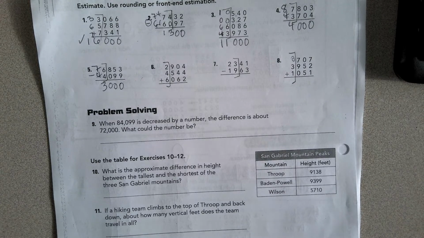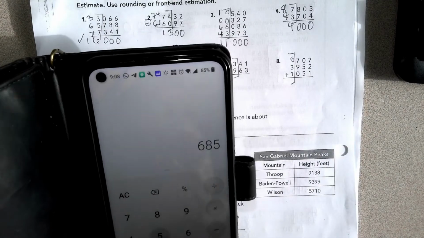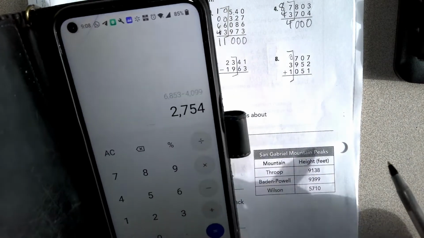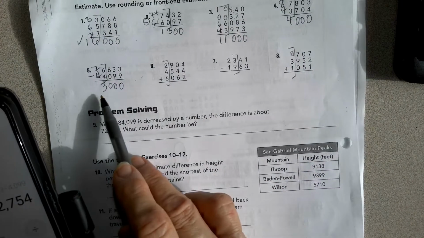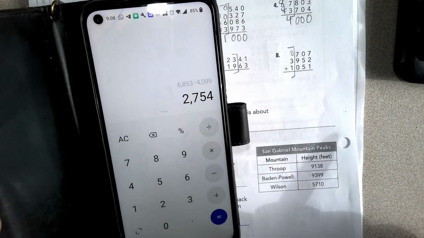Let me see if I can get my calculator going. Well, no, it's right here. So here we go. Calculator. That is 6853 minus 4099. And we'll see how close. That's not bad. Our answer rounded to 3,000. And if I rounded this number, it would be about 3,000. So that's not too bad.